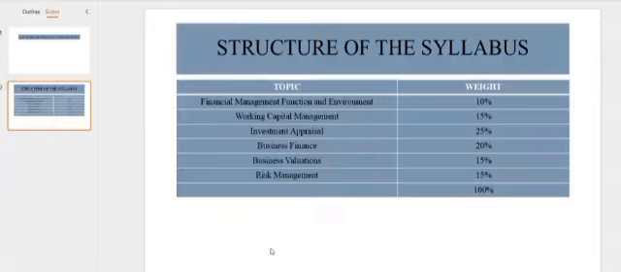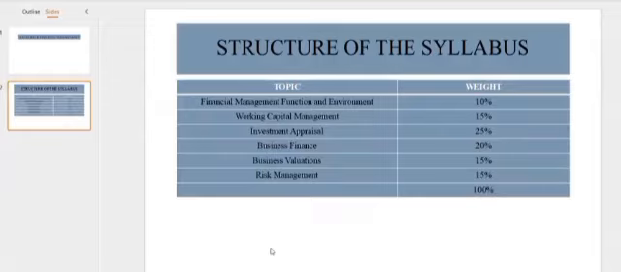So also we need to look at the financial market. Students need to learn about banks, stock markets, and other financial institutions and how they operate and support the business. So this aspect of the syllabus, financial management function and environment, its weight is 10%.